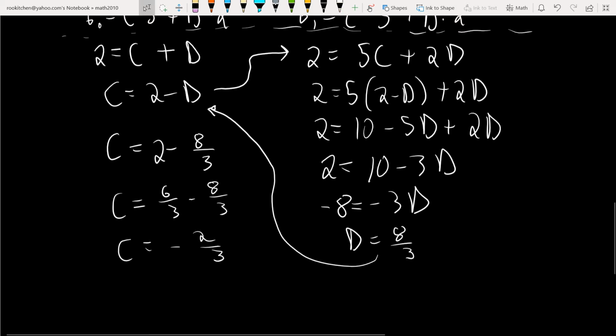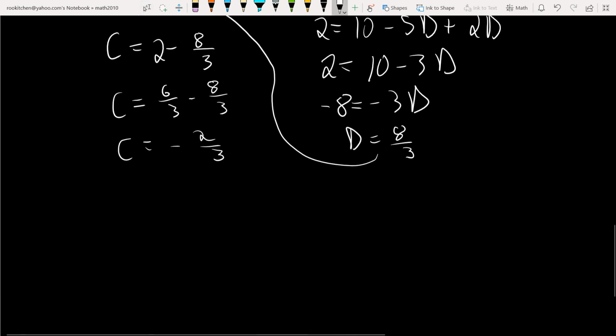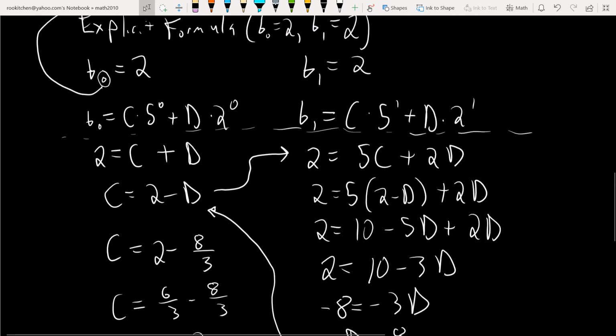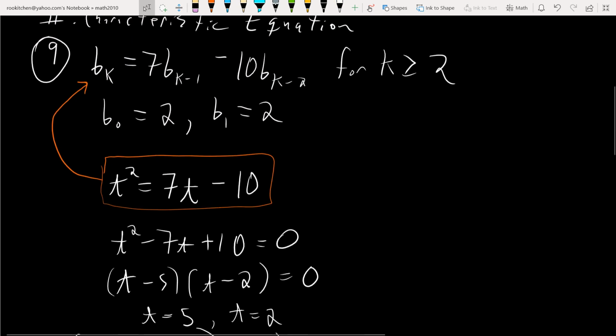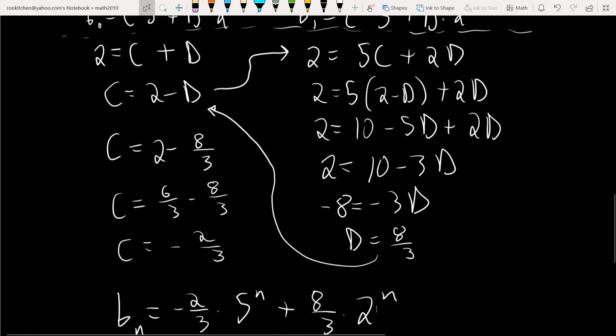Okay, and then we just substitute c and d back into the general formula for our explicit formula for the recursive relation. So b sub n will equal negative 2/3 times 5 to the n, and then plus 8/3 times, I think it was 2 to the n, right? Okay, and that's it. So it's just a highly mechanical way of avoiding having to do the iteration method plus induction. Okay, and it's a little quicker.